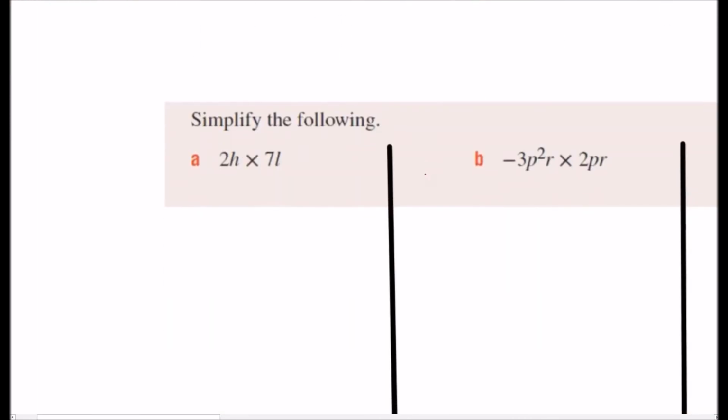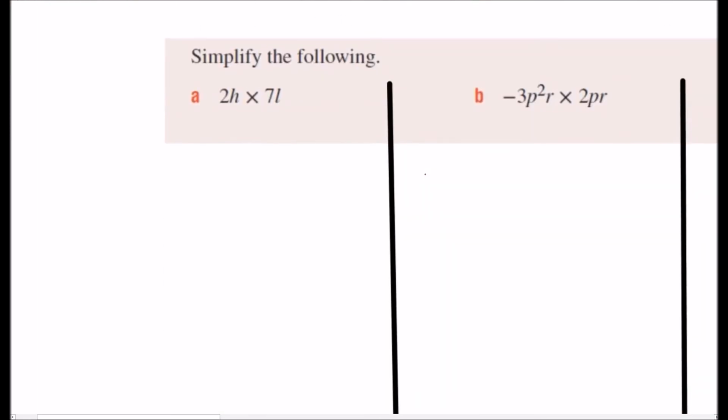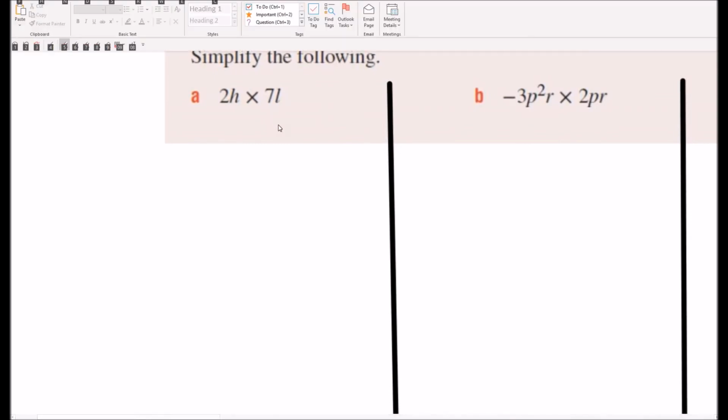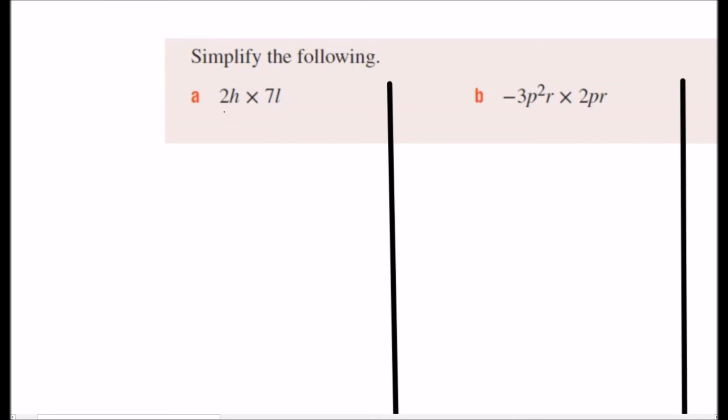Next example, simplifying these. To simplify these terms means to just multiply them together. Now, whenever you're multiplying terms like this, remember that you multiply the numbers and you add the letters together, depending on what the powers are.